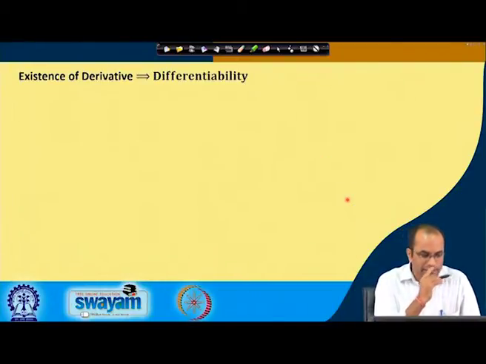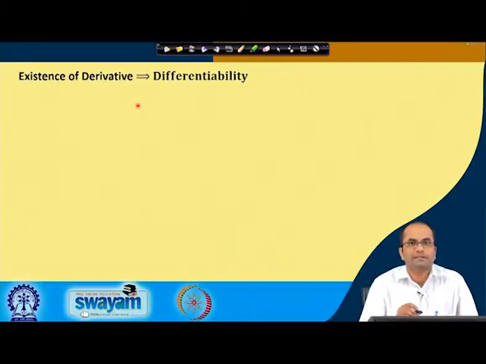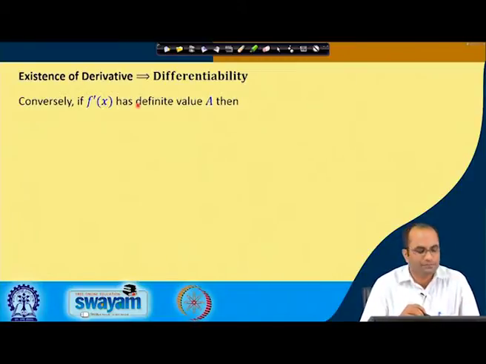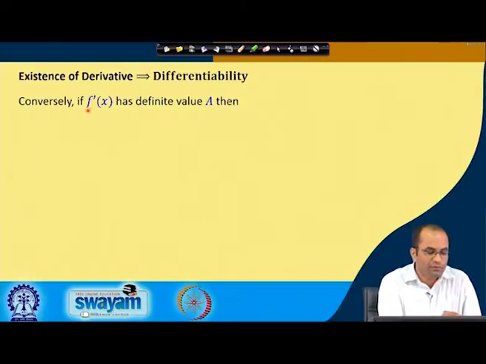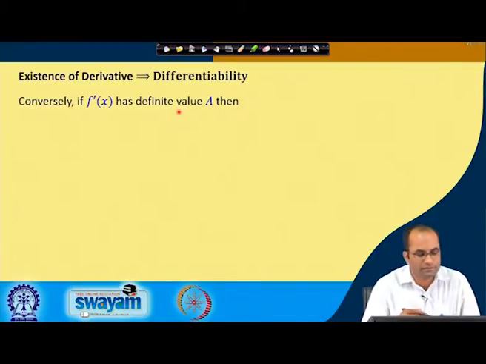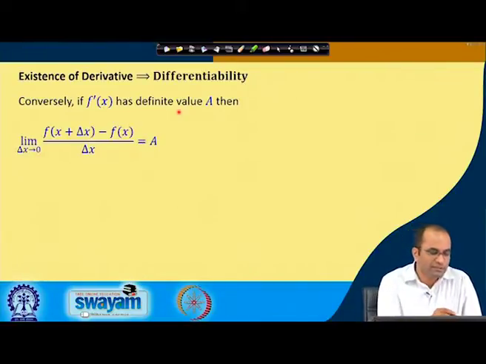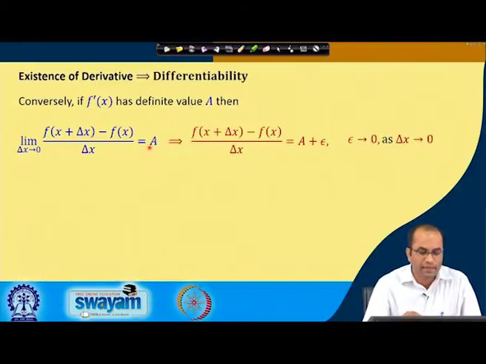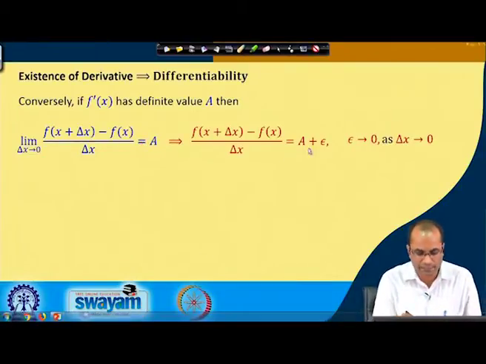Next we will see that if the derivative exists, that will imply that the function is differentiable. So, we assume that f prime of x has definite value A, that means the derivative exists. In this case, f of x plus delta x minus f of x, over delta x, has the limit which is equal to A, because we have assumed that the derivative exists. So, this limit exists and is equal to A, this is what we have assumed.